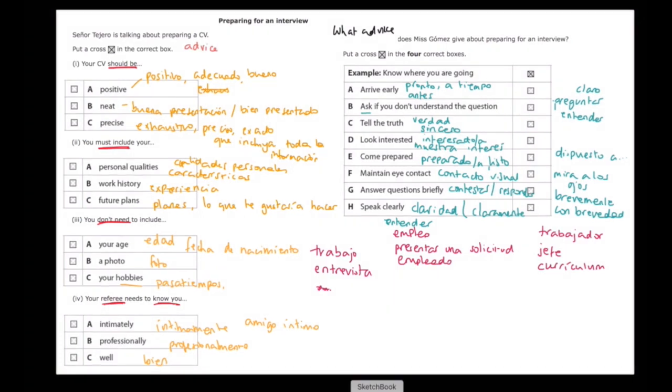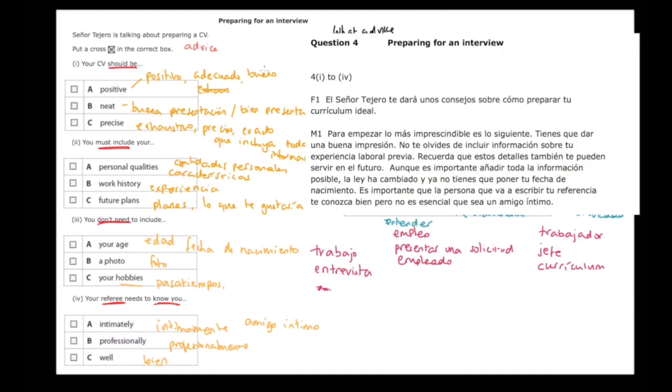So, we are back. I hope you didn't find that too complicated. There are tricky questions, but that's why they are A-star questions. So let's have a look at the transcript and let's try and figure out what the correct answers were. So the first thing we needed was what our CV should be. So we've got lo más imprescindible. Remember this word imprescindible is essential. Es lo siguiente. Tienes que dar una buena impresión, ok? Buena impresión. Good impression.